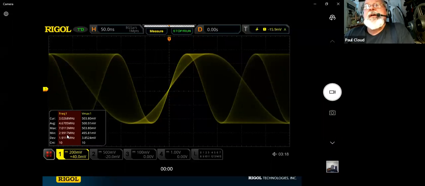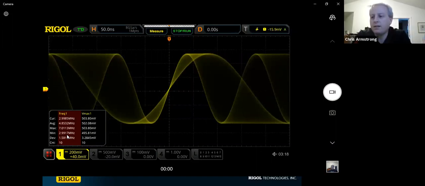I'm just running a single monitor here, so I'm having to switch back and forth between the presentation and the website if I want to look at that. So, yeah, this model, the 5000.